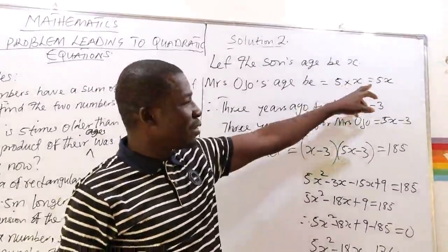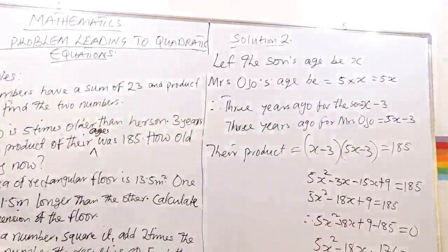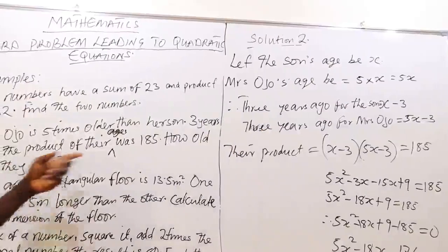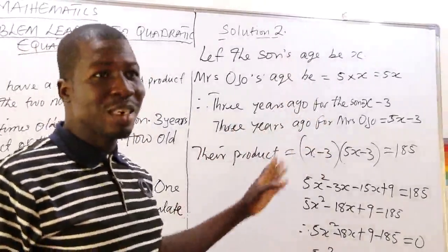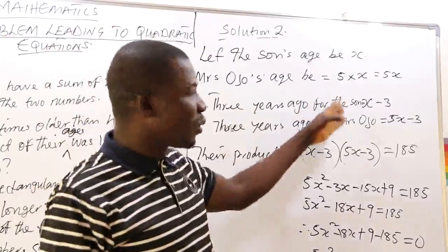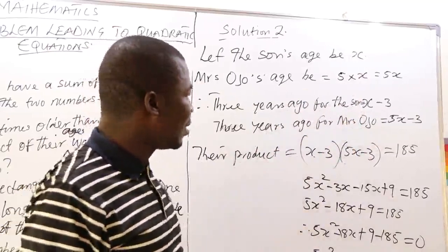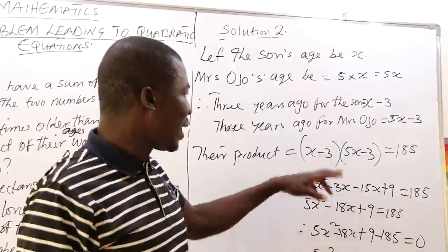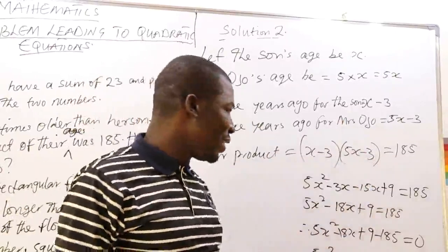Then 5 times x is equal to 5x. Then the second part of the sentence is the product of their ages is 185. And they said what? 3 years ago. 3 years ago meaning 3 years before the present. So now we are going to subtract 3 from the son's age and Mrs. Ojo's age. Therefore, we are going to have (x minus 3), open another bracket, (5x minus 3), equals to the product, which is 185.